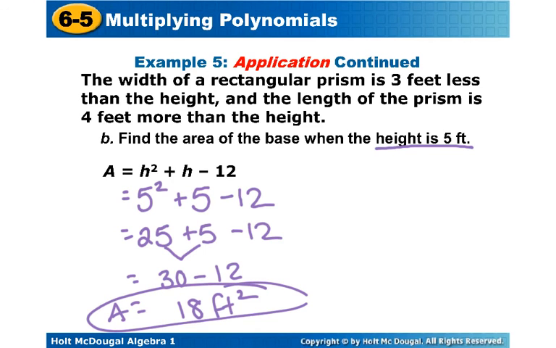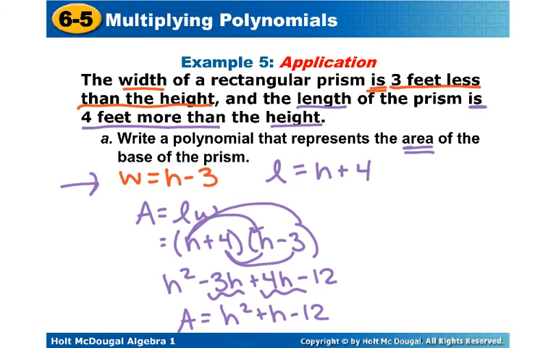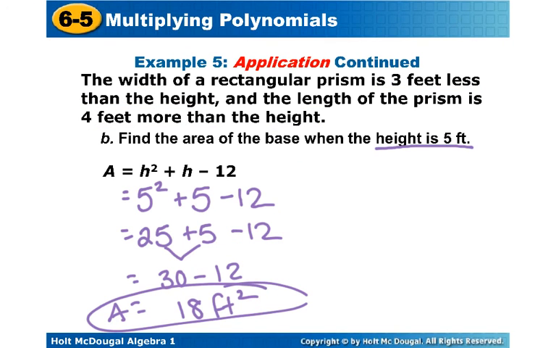So the key here is the first part is being able to write your expressions or your equations to represent each part using the FOIL method. And then they gave us what the value is for our height. Alright, I'm going to ask that you guys pause the video and try it yourselves.